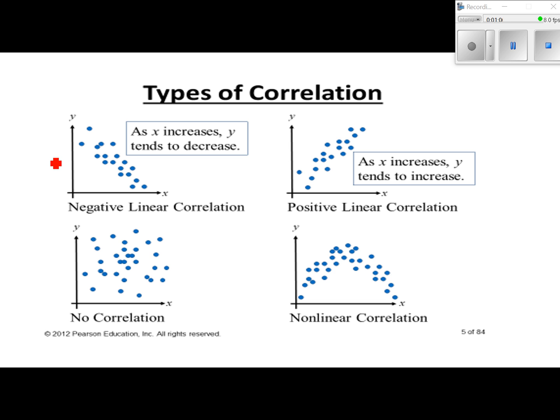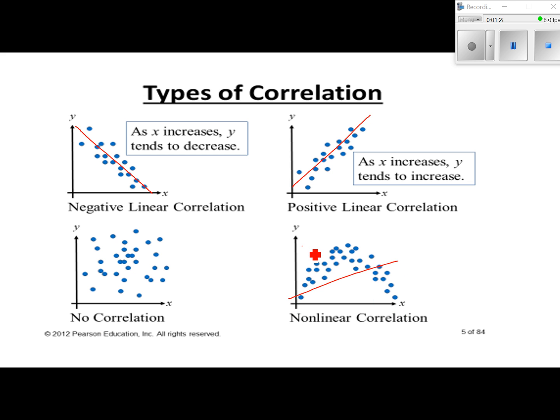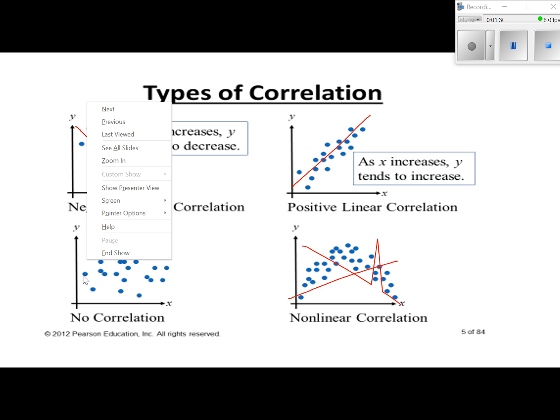Be able to tell the correlation, whether you have a negative correlation, a positive correlation, or no correlation. Remember, a negative correlation is going, as the x's get bigger, the y's get smaller. Positive correlation, as the x's get bigger, the y's get bigger. And then no correlation is just when it's all scattered everywhere. And again, we didn't do a whole lot with nonlinear. We're not going to do a whole lot with that right at the moment.